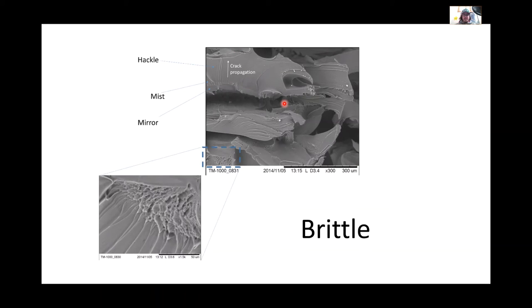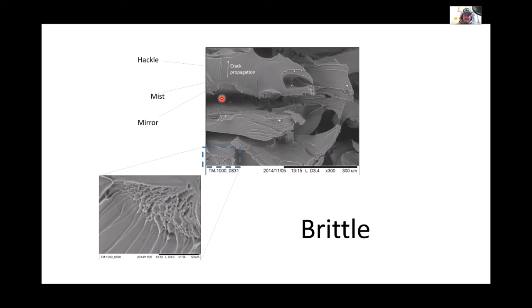And this is a 3D printed structure, an additively manufactured structure, FDM type process. And I'll show a lot of FDM type processes, or images from FDM fabricated materials in this lecture as well. But mirror, mist, and hackle, generally fracture characteristics that we associate with a brittle fracture. And it looks like there was a lot of plastic deformation at first glance, but really when you look, these are just defects from the printing. So we didn't do that good of a job printing this.